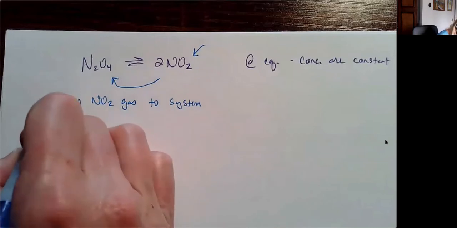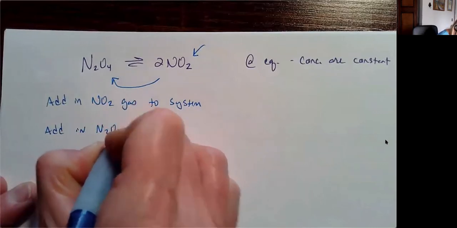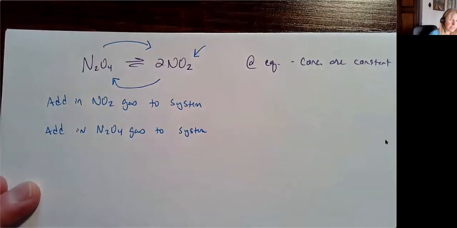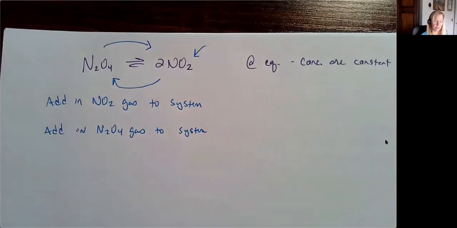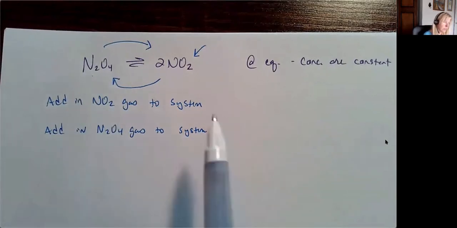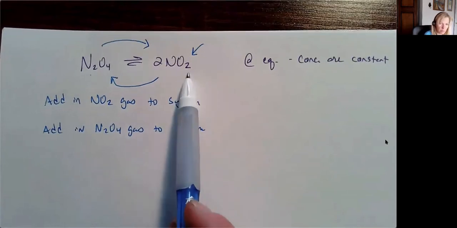If I add N2O4 gas to the system, now that's going to shift it forward until it reestablishes equilibrium. I can force a reaction to go forward if I add more reactant, or I can force a reaction to go in reverse if I add more product.